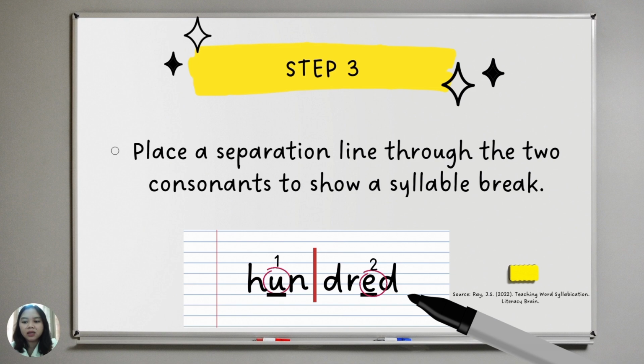Step 3, look for double consonants that cannot be separated. If there are none, place a separation line through the two consonants to show a syllable break. Like for example, the word 100, we put a syllable break in the consonants N and D.